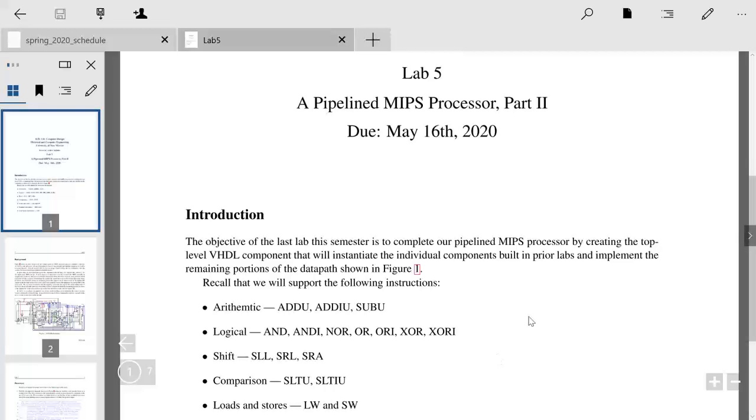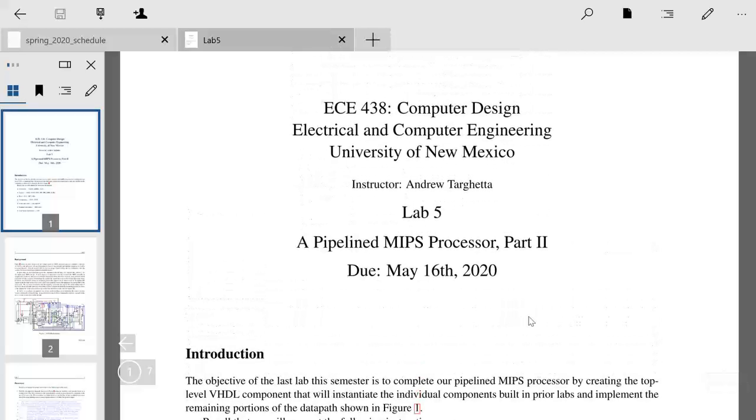All right. This is the lecture for the last lab of the semester. In the prior lab, you designed the forwarding unit and pipeline control unit, and most of you have submitted that lab already.